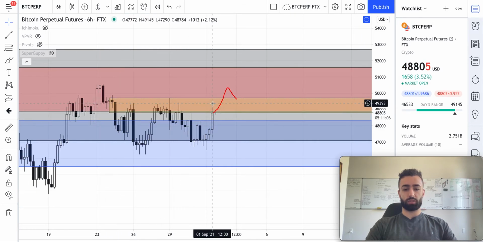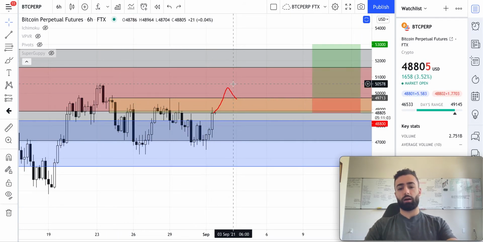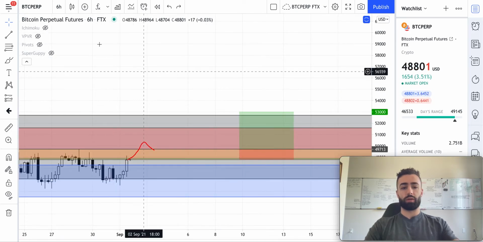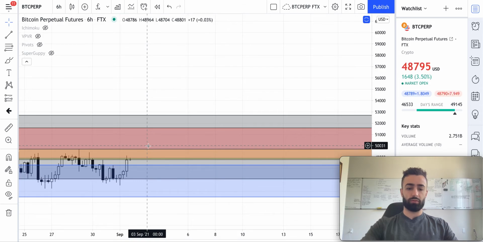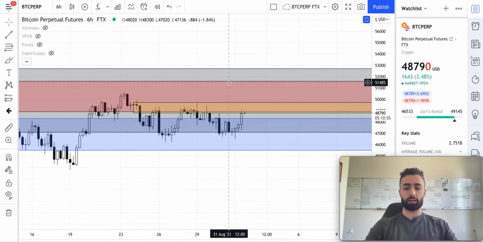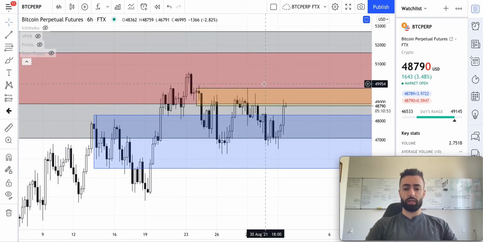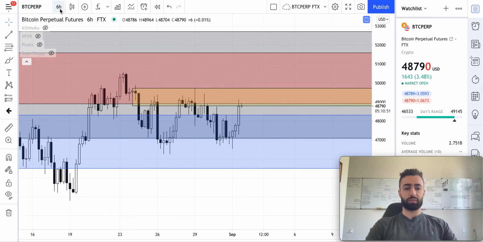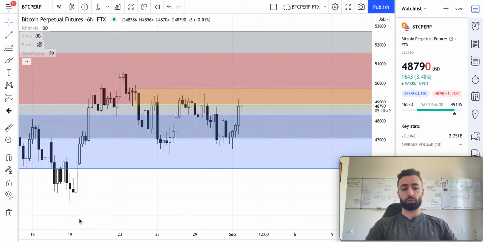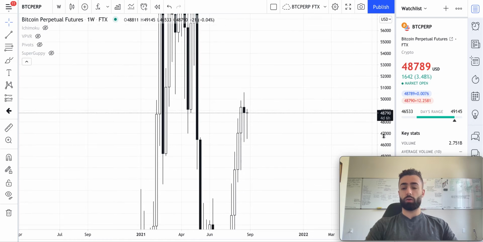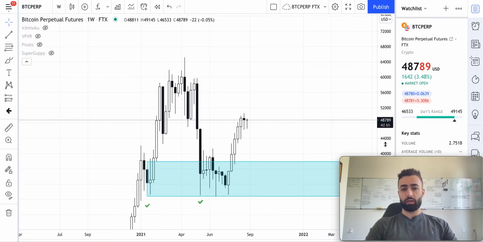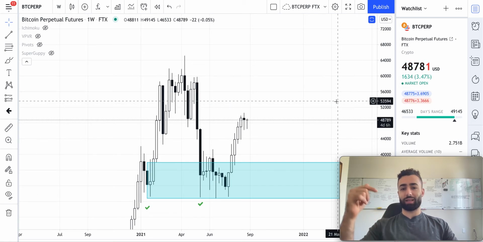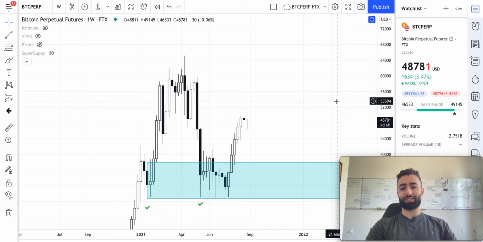It's been tested multiple times, so once we go above it, a retest of that level would be a very simple, straightforward trade to potentially take. So that's what I'm currently watching for on Bitcoin. I'm still waiting for that weekly time frame drawdown, like I said, to go into those one-day investor EMAs on the SuperGuppy.